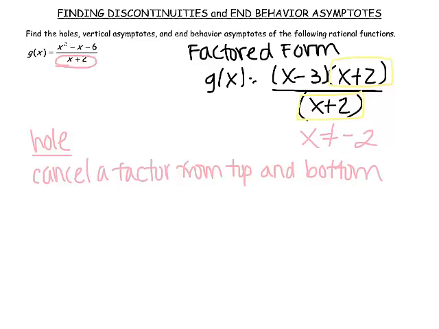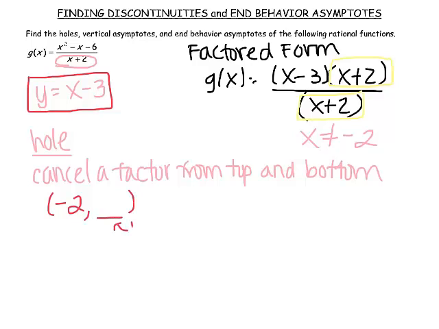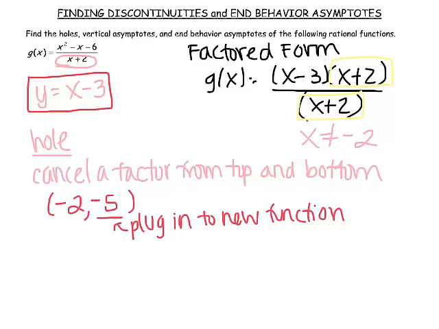Okay? So now what's happened here is that you are left with y equals x minus 3. This is the function that you now have after canceling out that hole. So the x value of the hole is negative 2, and if I want the y value of the hole, I just plug back into the function. You're going to plug into the new one, the one after you've canceled out your hole. So negative 2 minus 3 is negative 5. Okay?